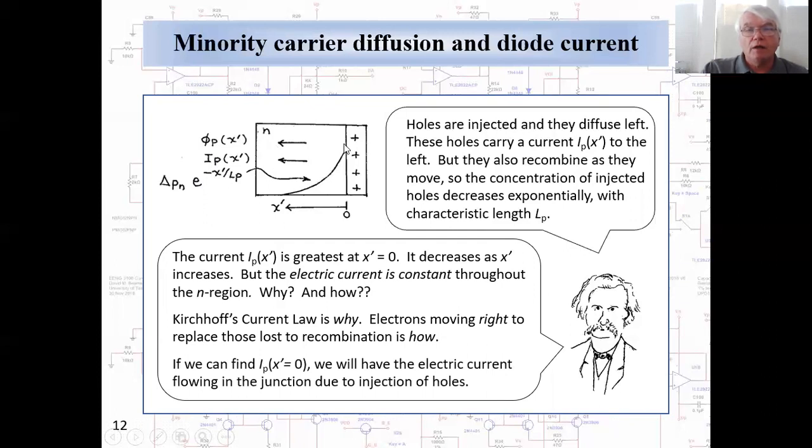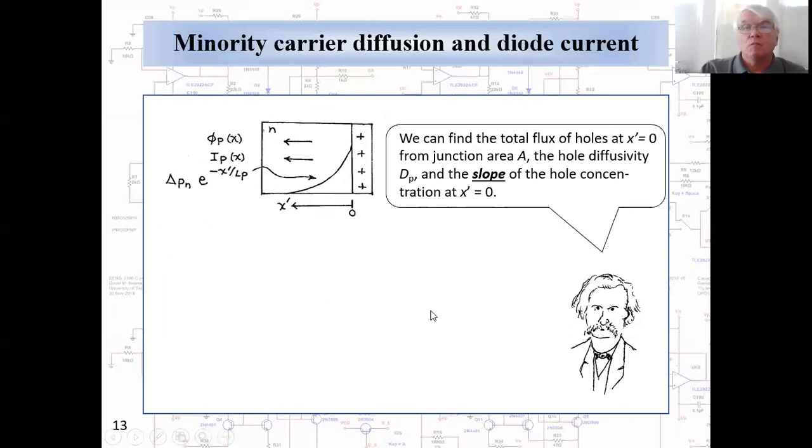So if we can find I_P of x' equals 0, the current carried by injected holes at x' equals 0, we will have the electric current that's flowing through the entire junction due to the injection of holes. And we can find the total flux of holes at x' equals 0 from the junction area, the hole diffusivity D_P, and the slope of the hole concentration. In other words, the hole concentration gradient at x' equals 0.